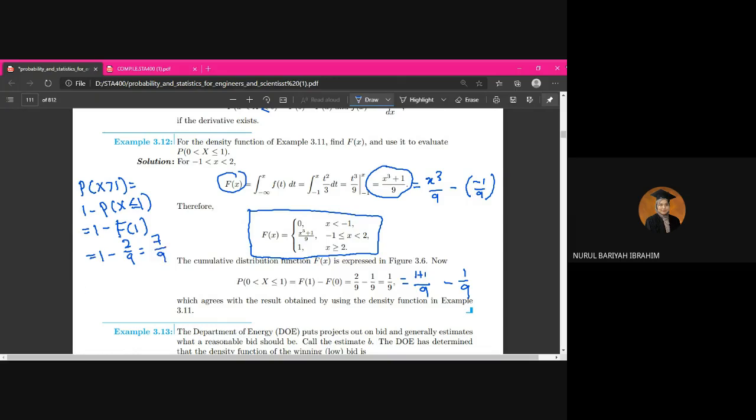Okay, let's say the question asks for the probability of X less than or equal to 0.5, for example. So what to do? Since it is already less than or equal, you can directly use capital F of 0.5. Just replace X here with 0.5. Okay, that is the way you find the probability using the CDF.